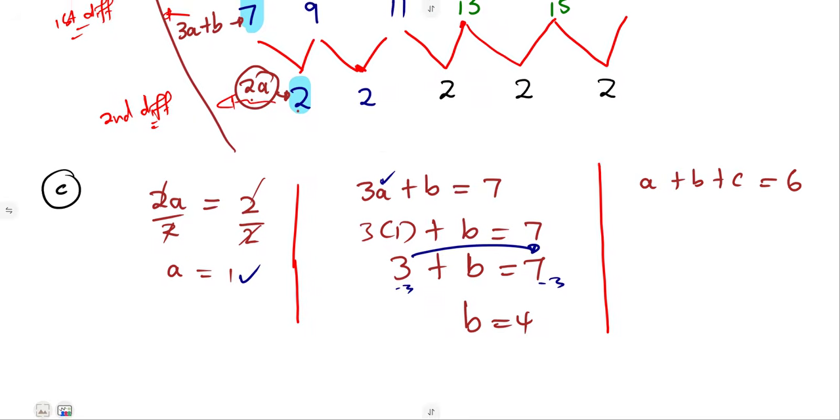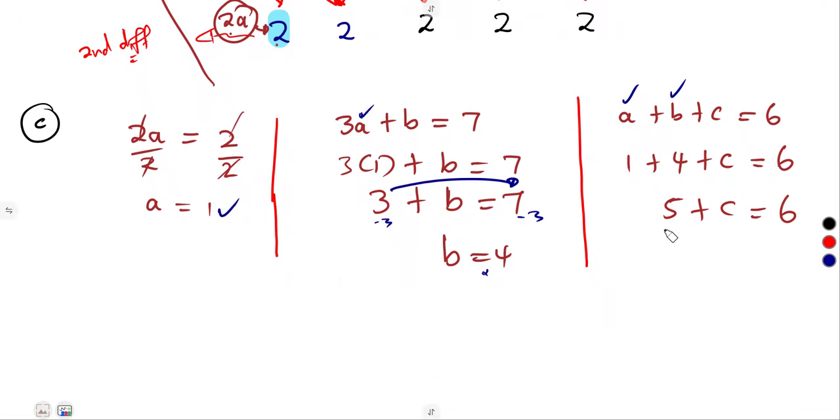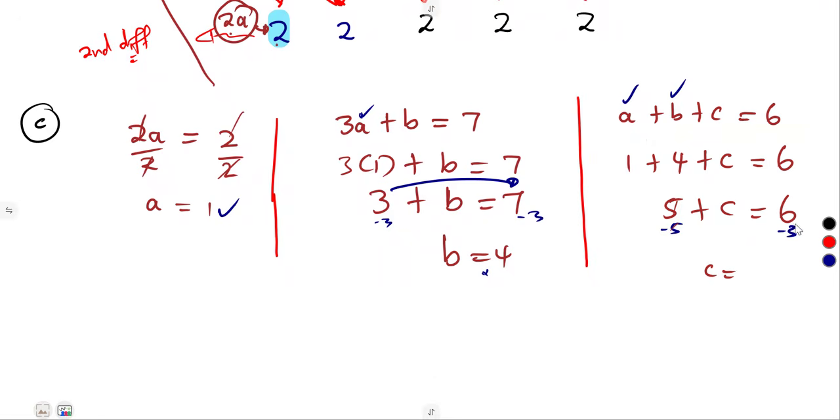Where we have calculated our a and b, so we can substitute these two. We have got their values. All right, so let's substitute. Remember, a is 1. Our b is 4 plus c. This must give us 6. So 1 plus 4 is 5, and that is equal to 6. Then to solve for c, we can simply subtract 5 from both sides of our equation. So c is equal to 6 minus 5, which is 1. So we have a, b, and c.